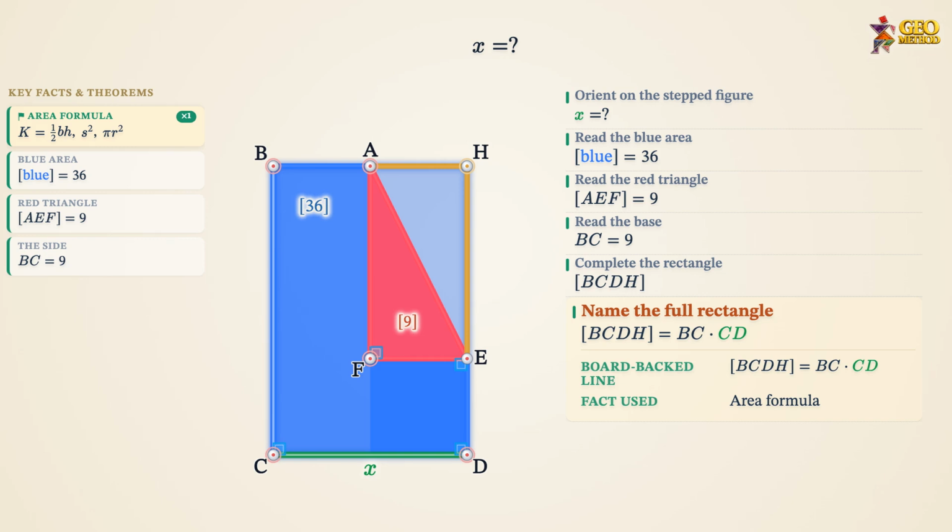With that corner filled, the outline BCDH is now a full rectangle. Its area is base segment BC times height segment CD, and that is the quantity we will pin down two different ways.